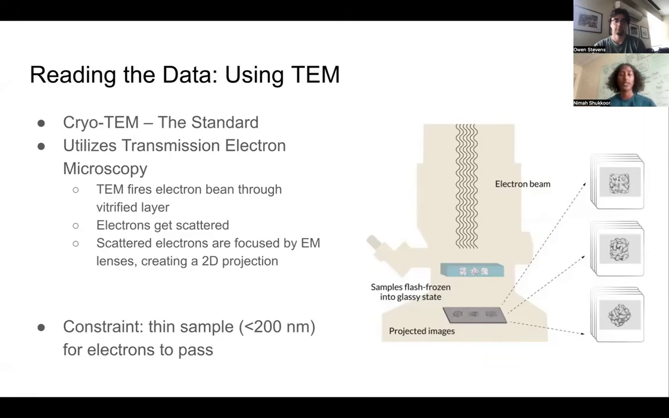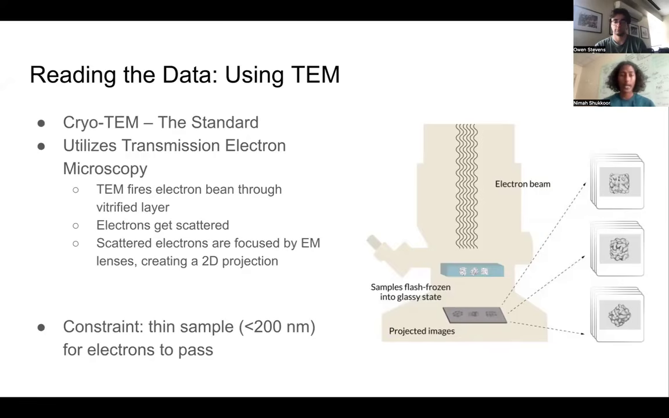Transmission electron microscopy is a high resolution imaging technique that transmits a high energy electron beam through an ultra thin specimen to create a detailed or very magnified image. It's widely used in biology and material science, for analyzing cells, viruses, and other nanomaterials. The way that it works is that a beam of electrons is fired using an electron gun through the vitrified layer.